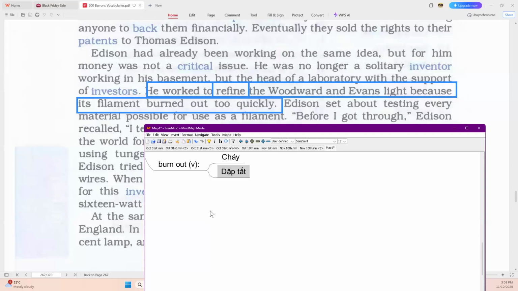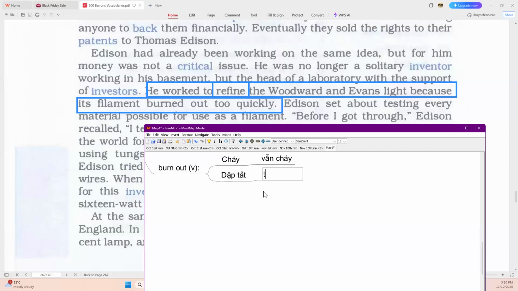The filament burned out after only a few hours. Trước tiên là phải cho nó cháy, ok. The filament, cái sợi đốt nó vẫn cháy, ok. Nhưng sau đó, ok, sợi đốt nó tắt, nó không cháy nữa. How do you say this in English? Vẫn cháy, ok. So first of all, we say vẫn cháy in English. Và sau đó nó tắt, ok.